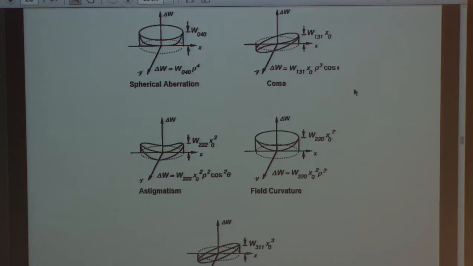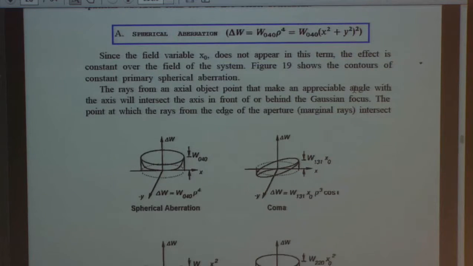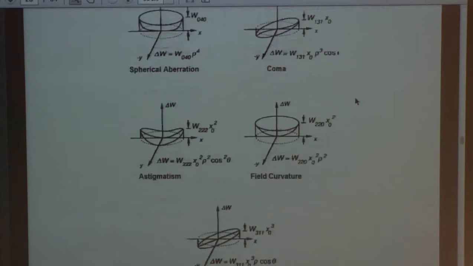And this is just showing what the wavefront's going to look like, but we'll come back to that in a second here. So starting off first with my favorite, spherical aberration. So spherical goes as W040, rho to the fourth. So there's no field dependence, and it's rotationally symmetric. And so we can write this, it's either rho to the fourth or x squared plus y squared quantity squared. So it's constant over the field, rotationally symmetric.